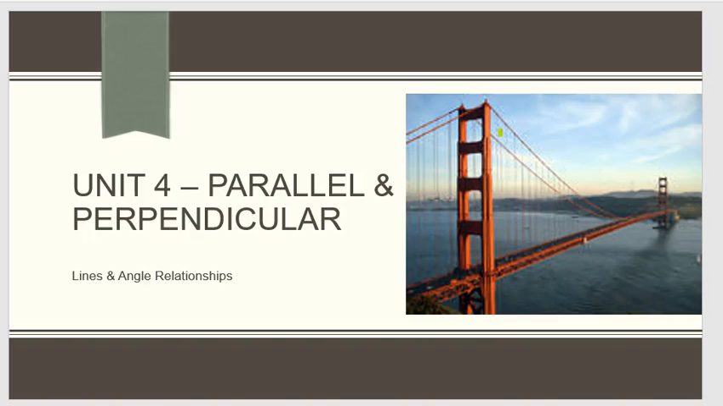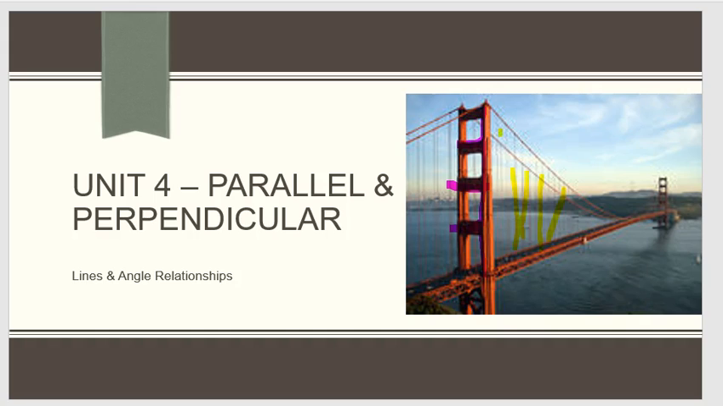Alright, so we're going to start today with our next unit, Unit 4, Parallel and Perpendicular Lines and Angle Relationships. If you look at this picture, you might notice the different parallel lines of the suspension bridge. You might recognize this as the Golden Gate Bridge, and you also will see some perpendicular lines. You've got this main and then these crossing. Those make 90-degree angles, so that's perpendicular lines.